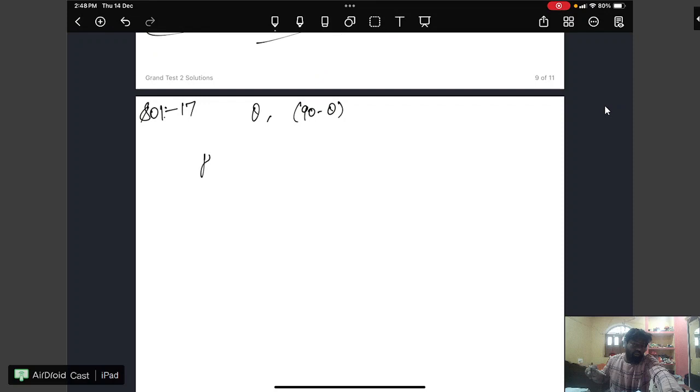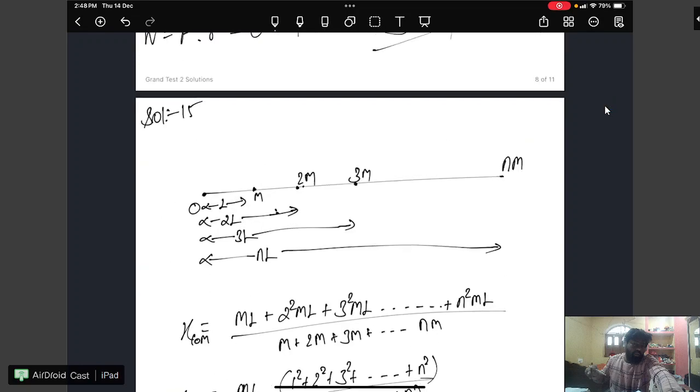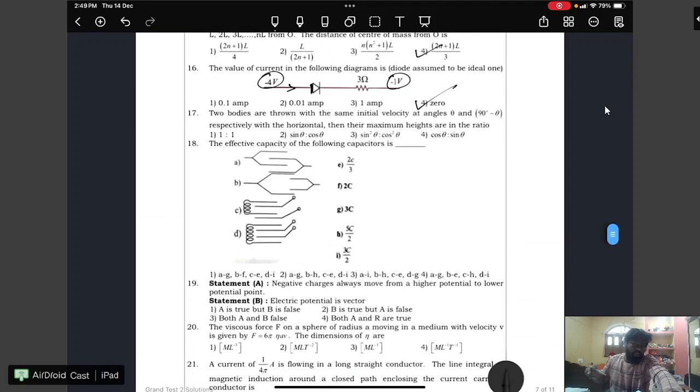Maximum height h1 when the angle is theta is u square sin square theta upon 2g. h2 is u square sin square (90 minus theta), which is cos square theta, upon 2g. So h1 is to h2: u square by 2g and u square by 2g cancel, so sin square theta is to cos square theta. So it is option number third. Right?